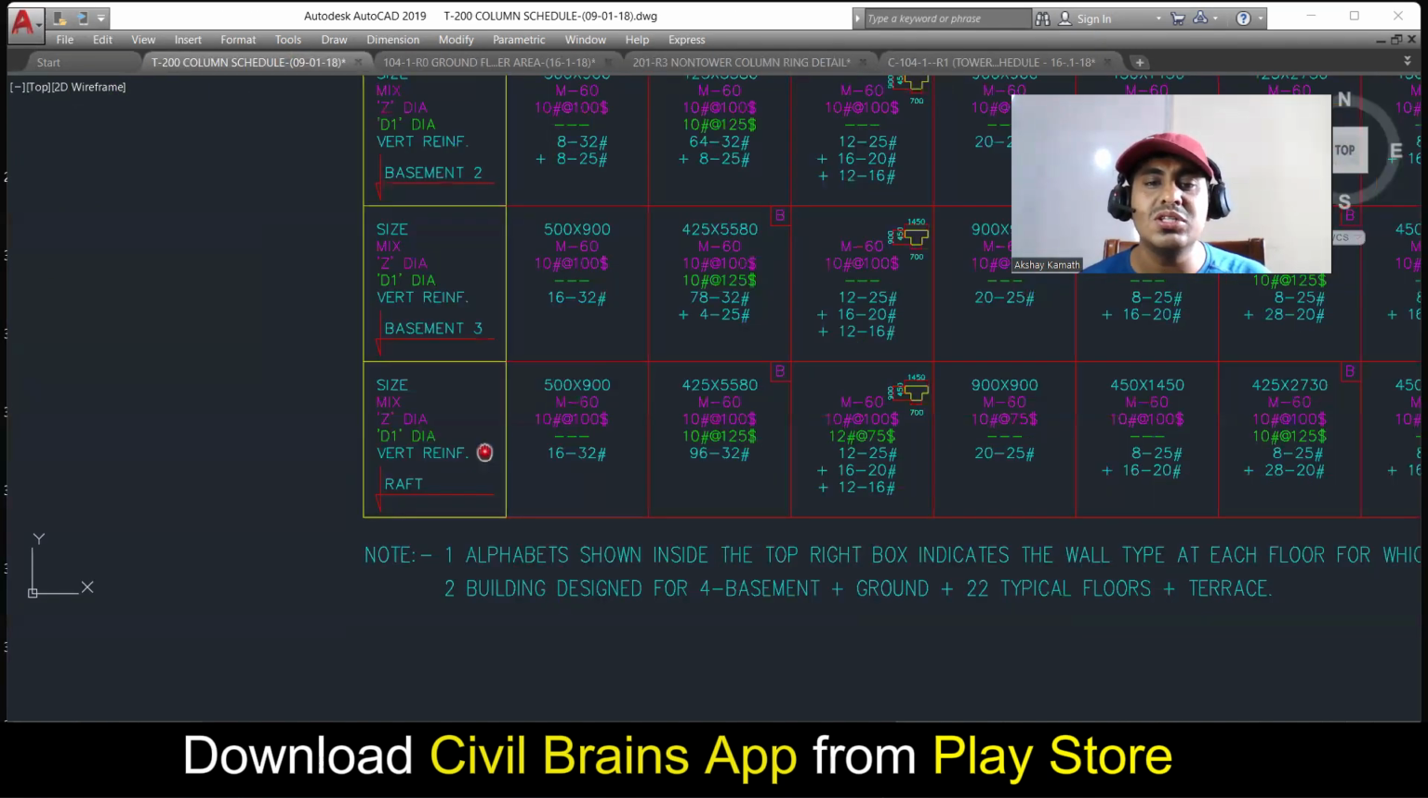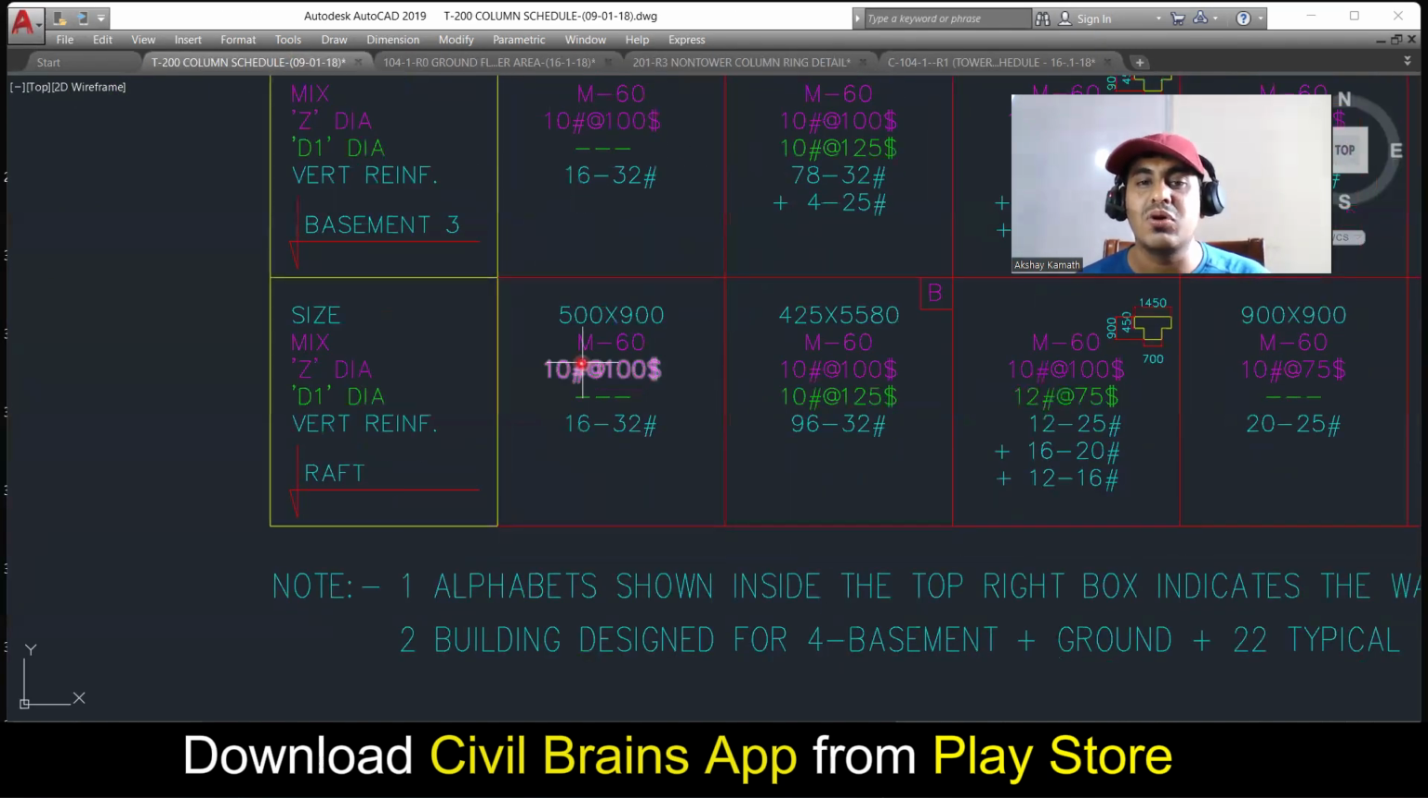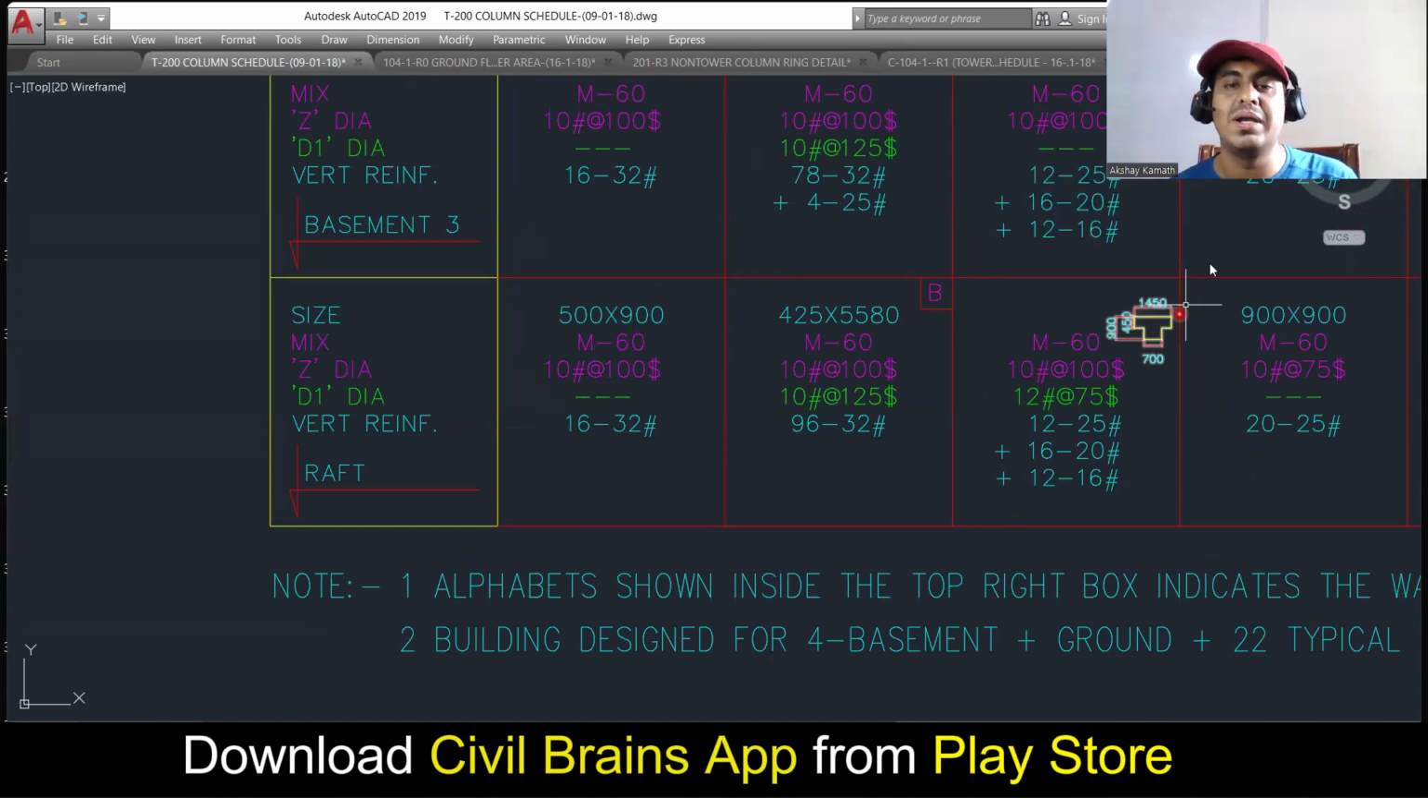So again, you see here, just try to understand, the grade of concrete is M60 that we are using here. Since it's a high-rise building, we are using M60 for the first time in our life. In this entire 30 hours, we were seeing grades of concrete only up to M35. So this is M60 grade of concrete. The column size is 500 by 900, and you're supposed to provide 16 bars of 32 diameter.